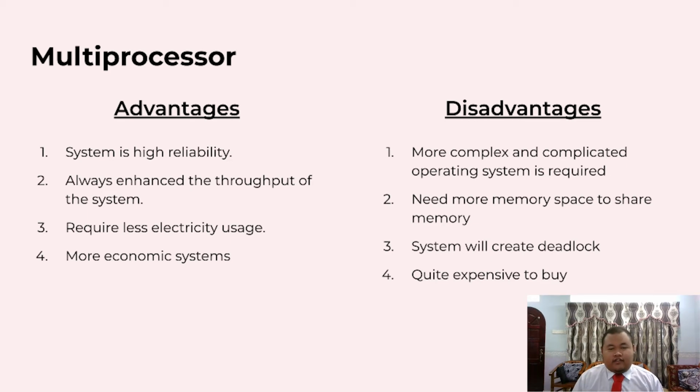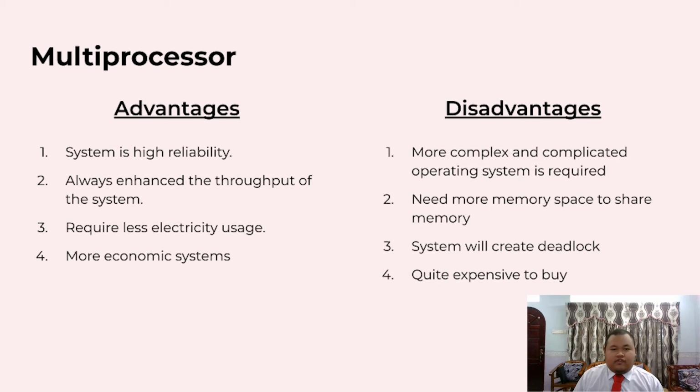On the other hand, there are obvious disadvantages when handling multiprocessors. Firstly, they require a more complex and complicated operating system. There are multiple processors in the system that share peripherals, memory, and so on. So it is much more difficult to schedule, process, and allocate resources than in a single processor system. Then, a multiprocessor also needs more memory space to share memory since the multiprocessors work with each other. Hence, more memory is required for each processor as compared to a single processor system.